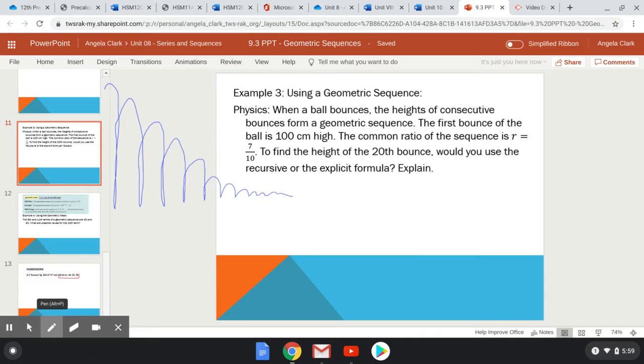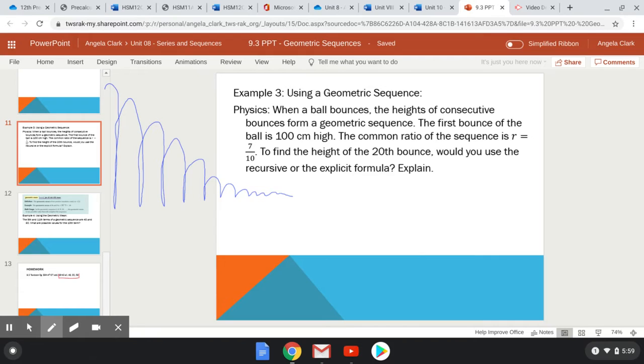And it's always going to be decreasing when your ratio is between 0 and 1. Actually, forget what I said about negative 1. It's just between 0 and 1. So if we're multiplying by something that's less than 1 but still positive, that means between 0 and 1.